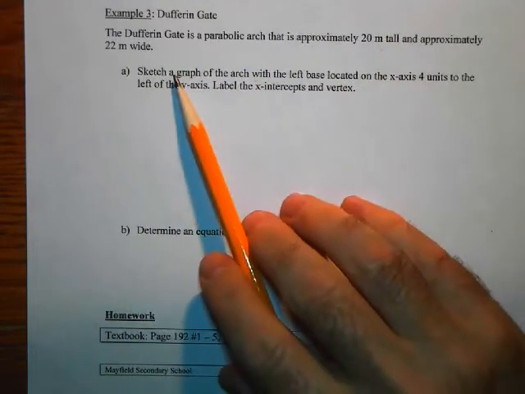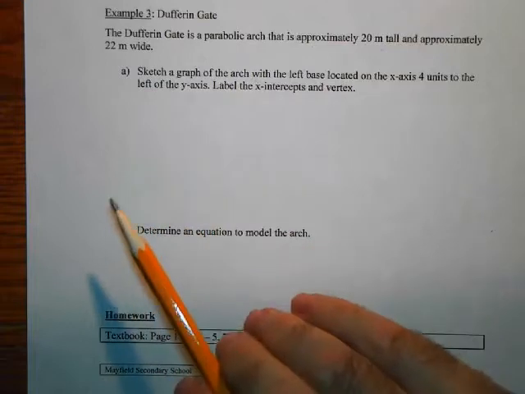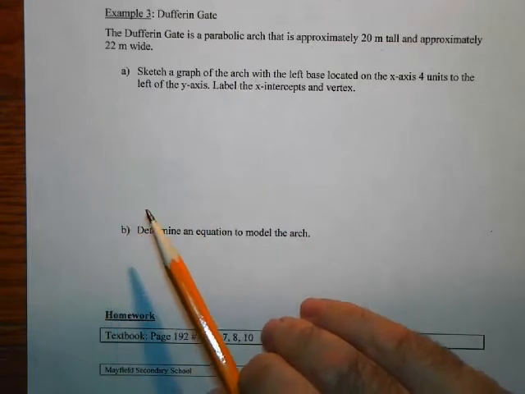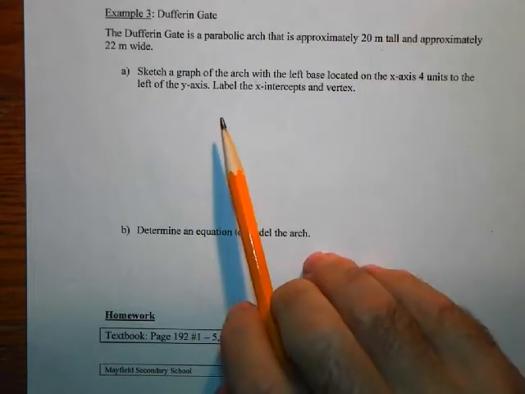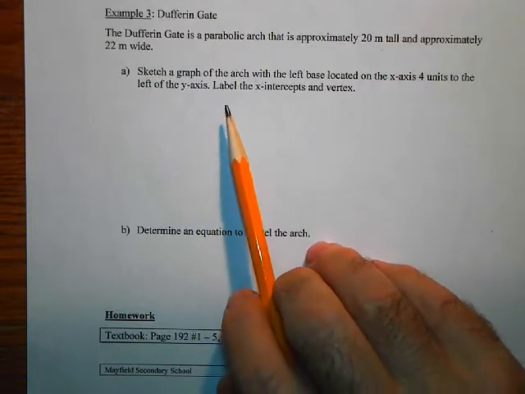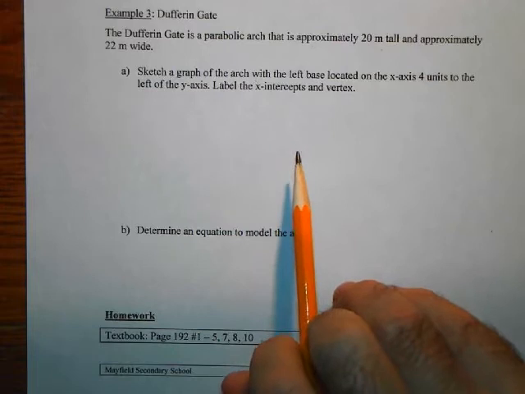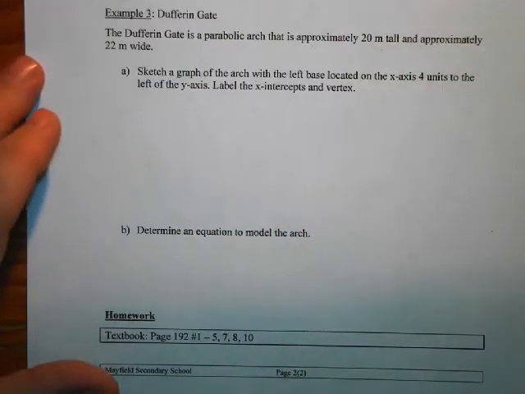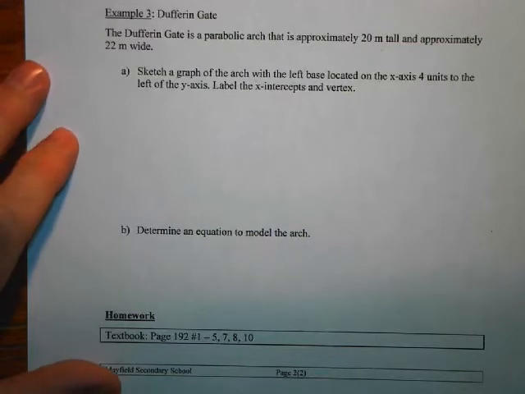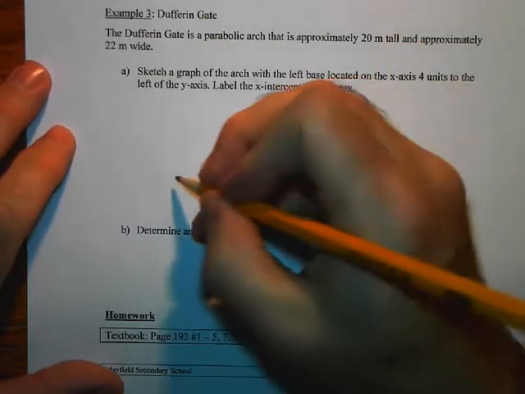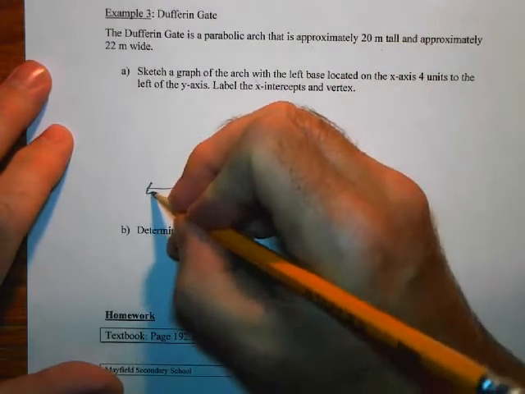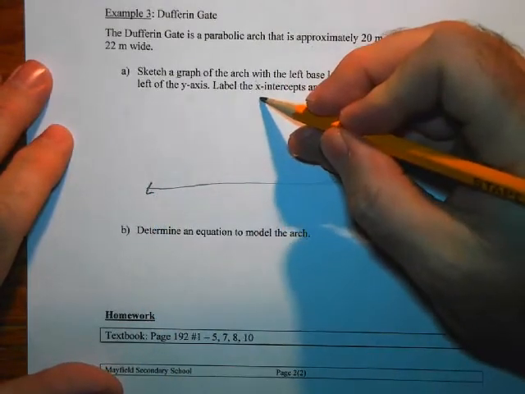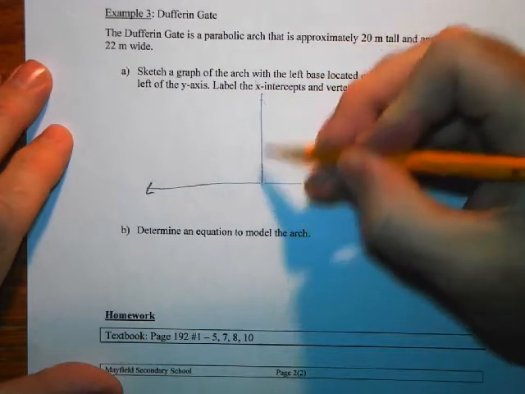Okay, so it's asking us to sketch a graph of the arch with the left base located on the x-axis 4 units to the left of the y-axis, and then label the x-intercepts and vertex. Okay, so since this is an application, we're going to use the x-axis like the ground. So I'm going to run that across here. Should use a ruler. And then I'm going to have my y-axis going straight up.